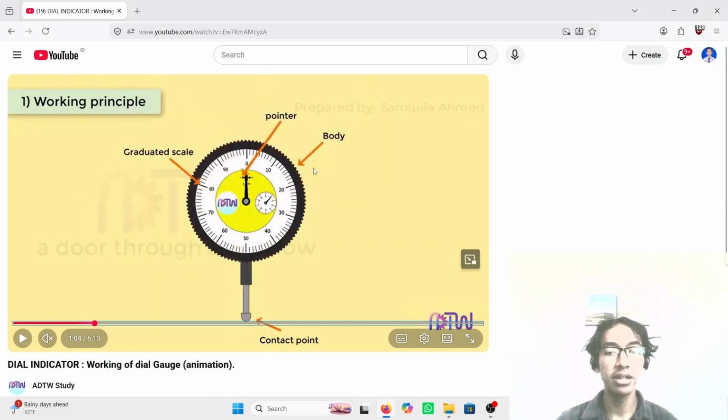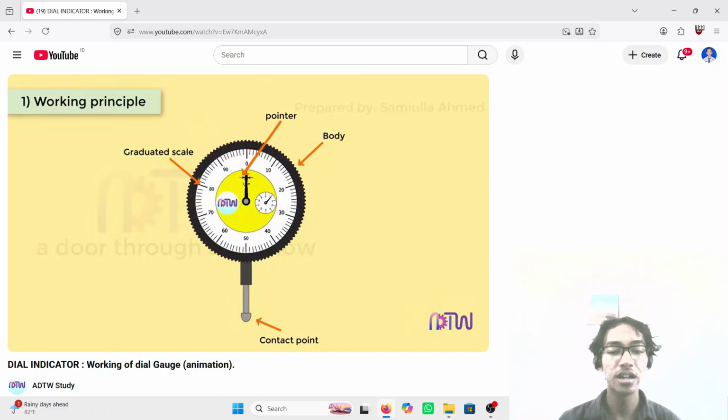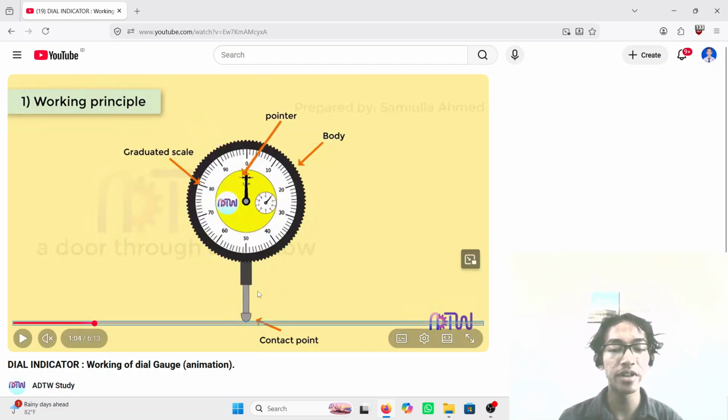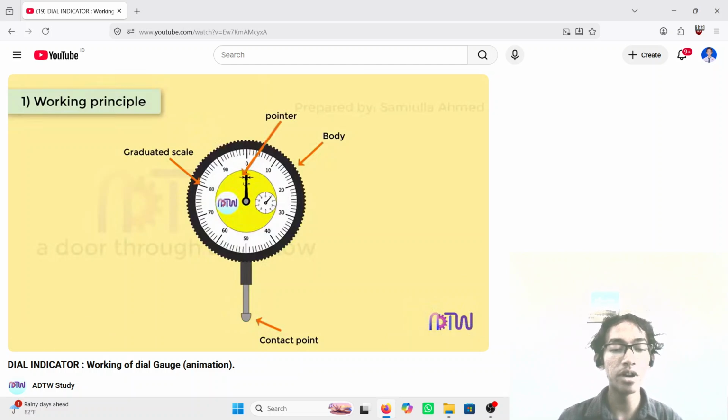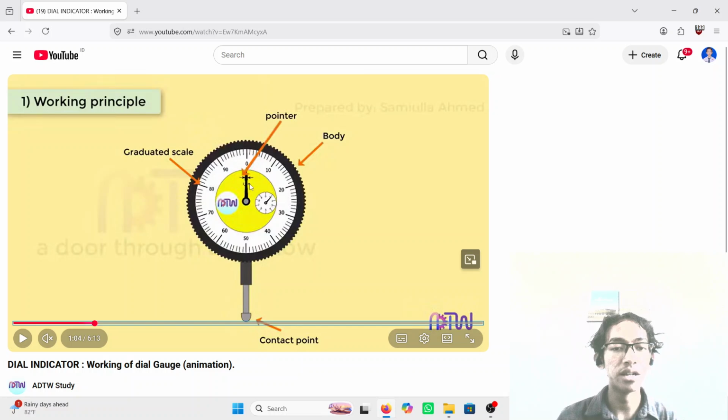The body acts as the protective housing for the delicate internal mechanism, and the contact point is the part that physically touches the workpiece being measured. As the workpiece surface changes, the contact point moves up or down, and there is the pointer, which acts like the hand of a clock, sweeping across the face of the instrument to indicate the measurement.